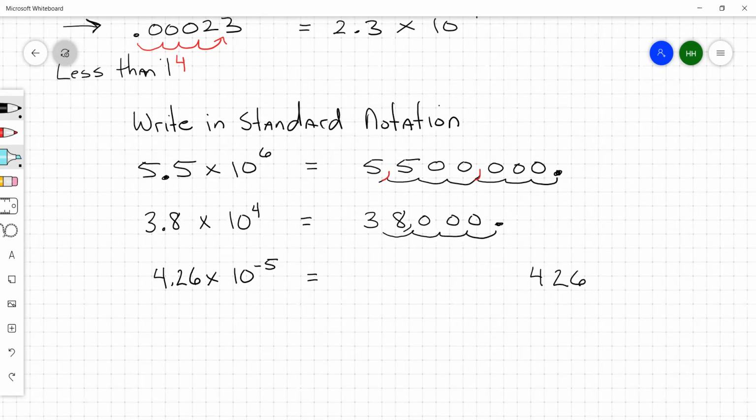I'm going to put my pencil where the decimal was, and I'm going to the left 5 places. So 1, 2, 3, 4, 5, new decimal. And I'm filling in these cavities with zeros. So we got 1, 2, 3, 4 zeros.